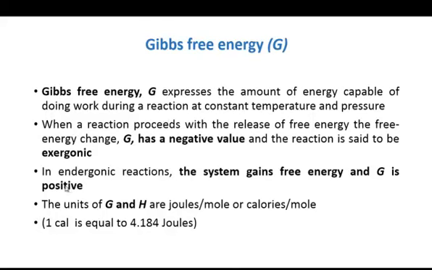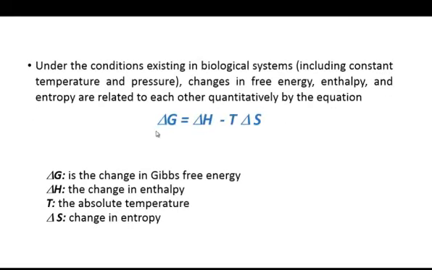The unit of Gibbs free energy and enthalpy are joules per mole or calorie per mole. Please note that 1 calorie is equal to 4.184 joules. This equation, delta G is equal to delta H minus T into delta S, indicates a relationship between the free energy, enthalpy, temperature and entropy of a system. In this equation, delta G is the change in Gibbs free energy, delta H indicates the change in enthalpy of the system, T is the absolute temperature and delta S is the change in entropy.